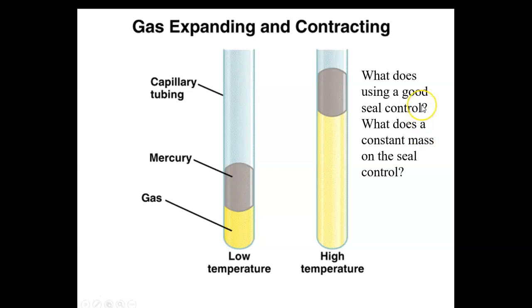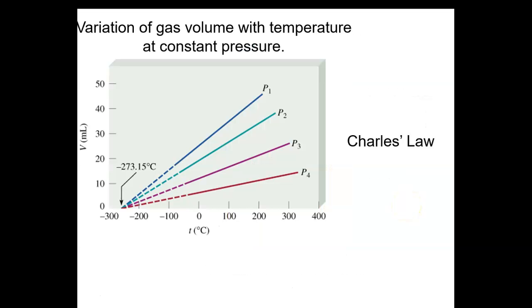So answer the question, what does using a good seal here control, and what does a constant mass on the seal control? So the constant mass on the seal is the pressure of the mercury droplet. So as we study the volume of the gas versus the temperature, we see that as temperature increases, the volume also increases. And at various situations, if you keep the amount constant and the pressure constant, and you can study it at different pressures as we did here, you see a straight line.